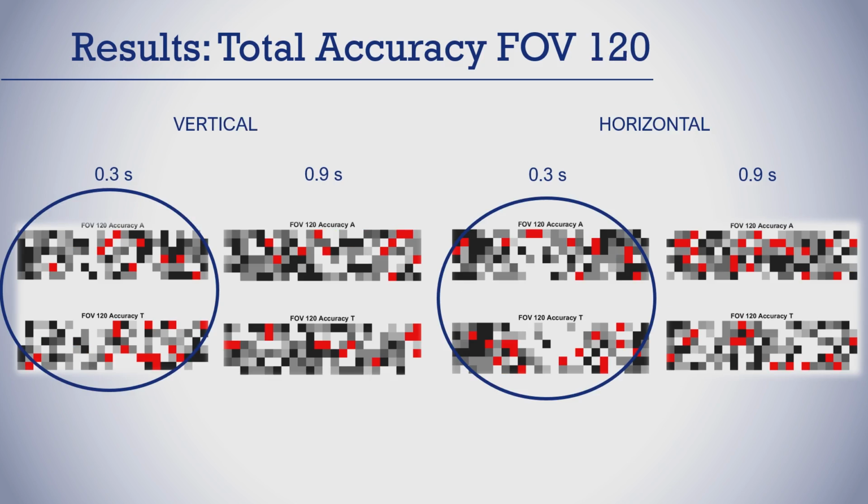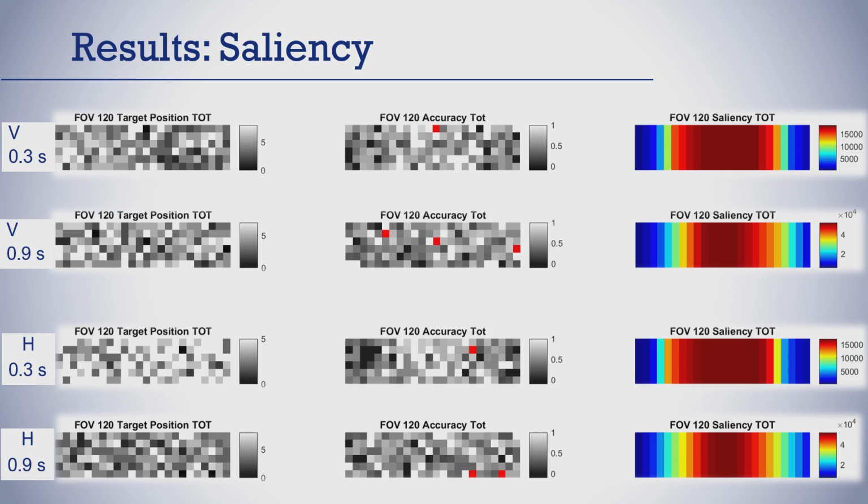What surprised us was this difference. Short time of observation in the vertical and horizontal disposition. In the first case, you see that accuracy looks more uniformly arranged in the field of view, while in the second case you see a sort of white blob in the center. So we wondered why, if this was due to the behavior of participants or to the spatial disposition. So we started considering how people explored the scene, and we calculated the saliency.